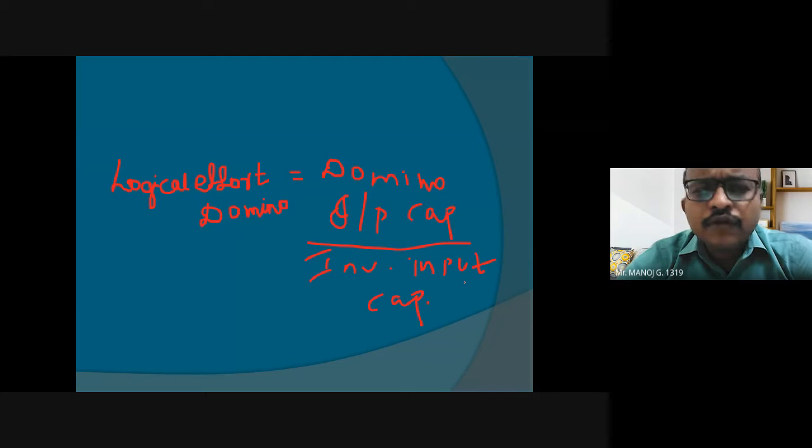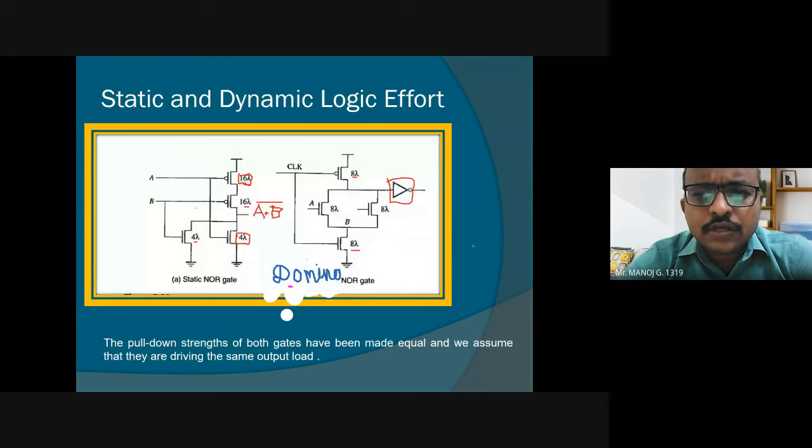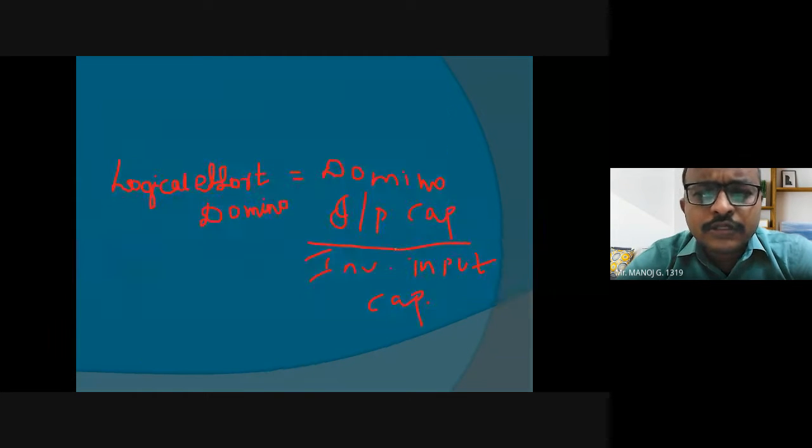Okay. Now for the domino logic circuit. This is for the static case, the first case we found out, static. Now for domino logic, what would it be? For domino logic, the same formula: the logical effort is the input capacitance divided by the total capacitance.